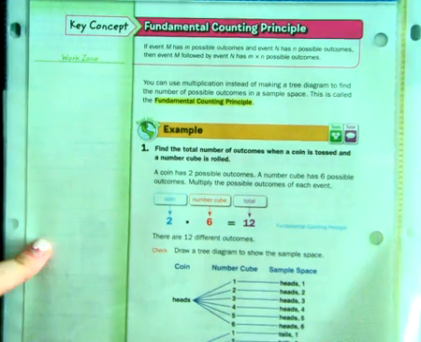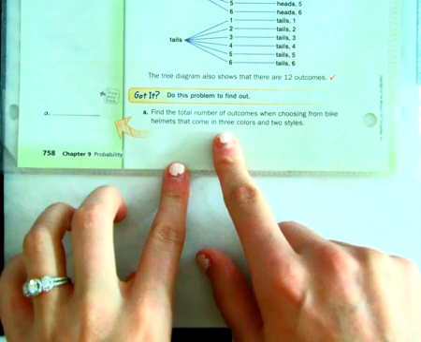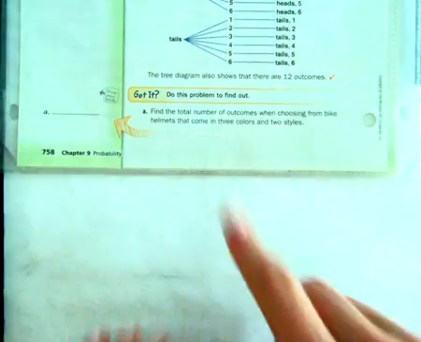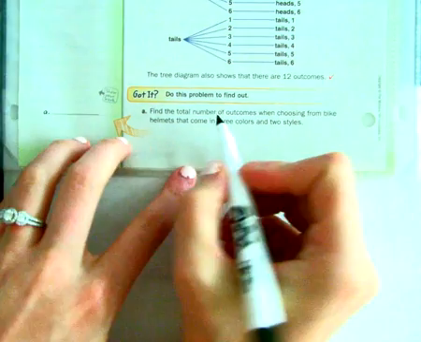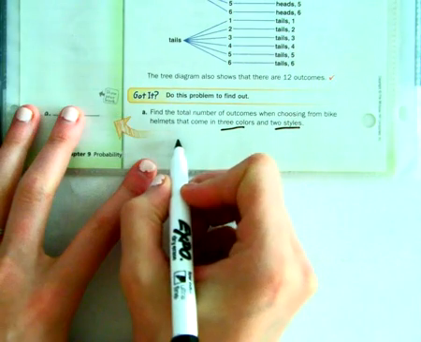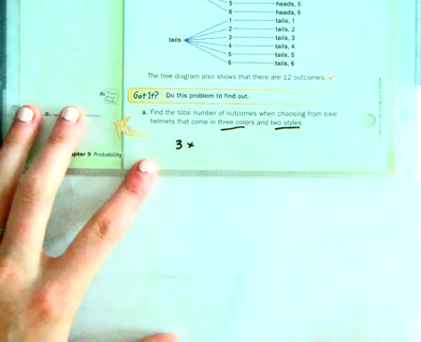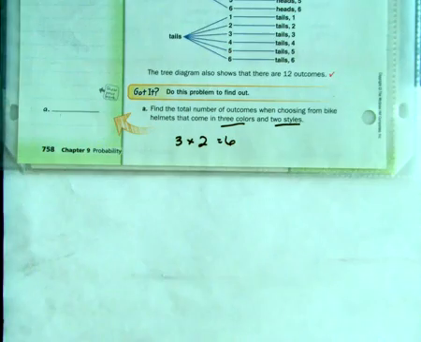Okay? So if we look at example A, find the total number of outcomes when choosing from bike helmets that come in 3 colors and 2 styles. When we use the fundamental counting principle, we are figuring out how many possible outcomes there are. So we need to figure out how many options we have for every choice we are given. We have 3 options of colors, times 2 different options for styles. So 3 times 2 is 6, so we would have 6 outcomes.